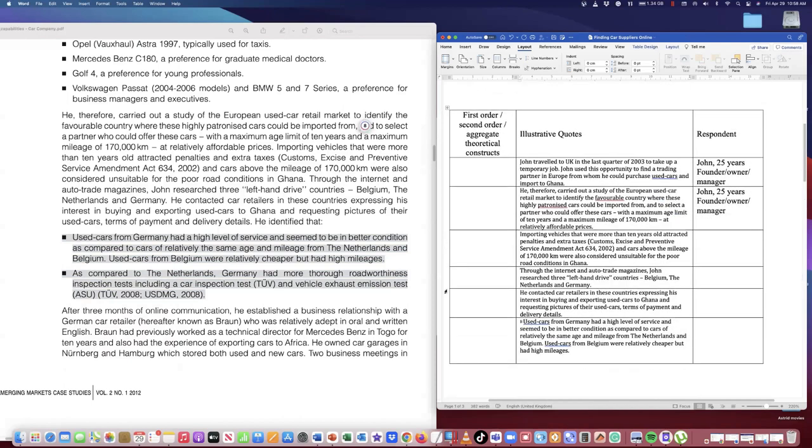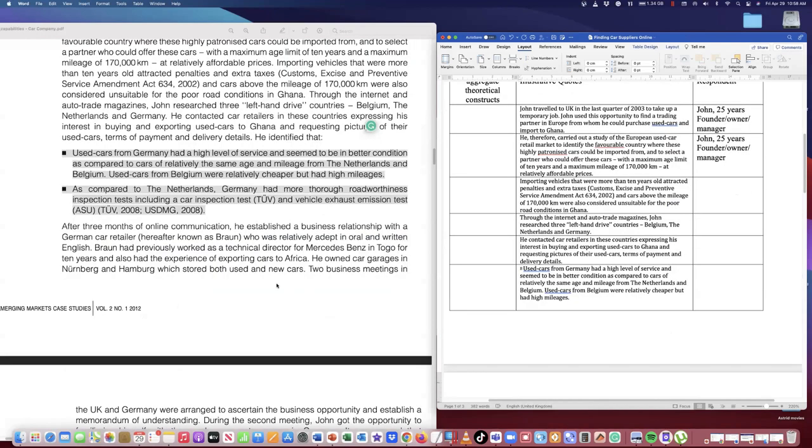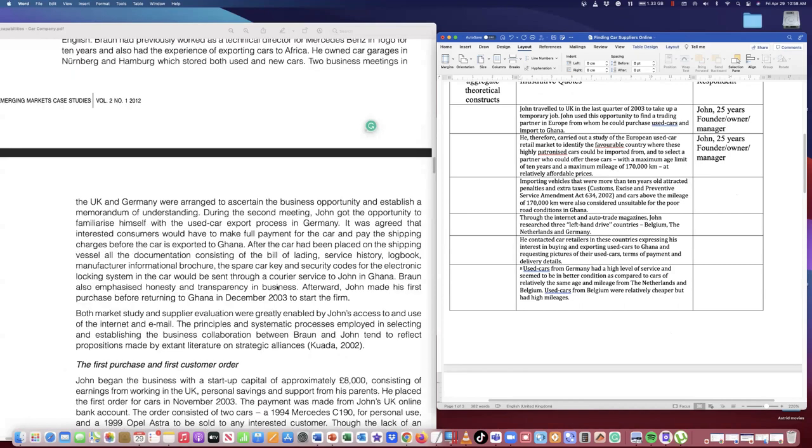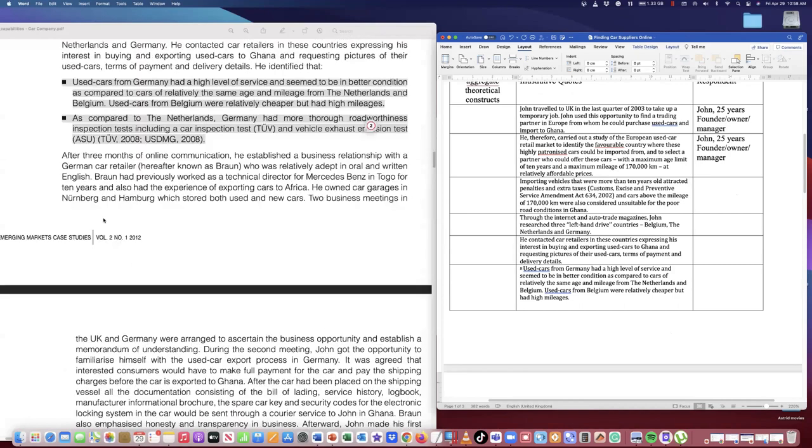Okay. Good. We'll do it up to the end of the paragraph, then we'll go back. 3 months after online communication. Is it important? Yes, prof. It shows the duration in which they sealed the deal. Okay, he established, so should we separate them or put them together? After 3 months ongoing, he established a business relationship.